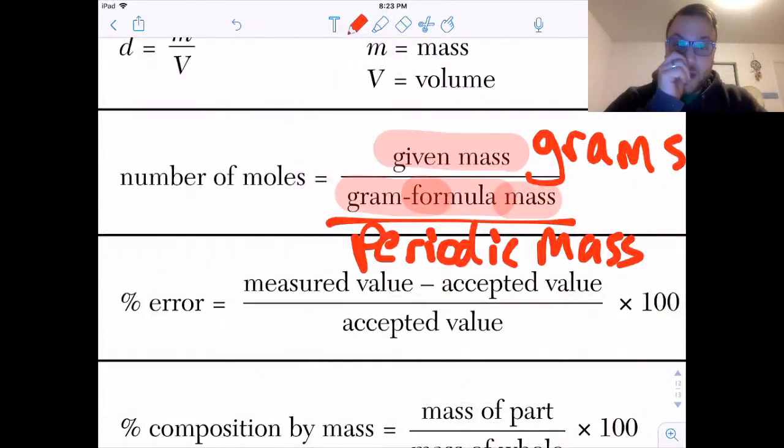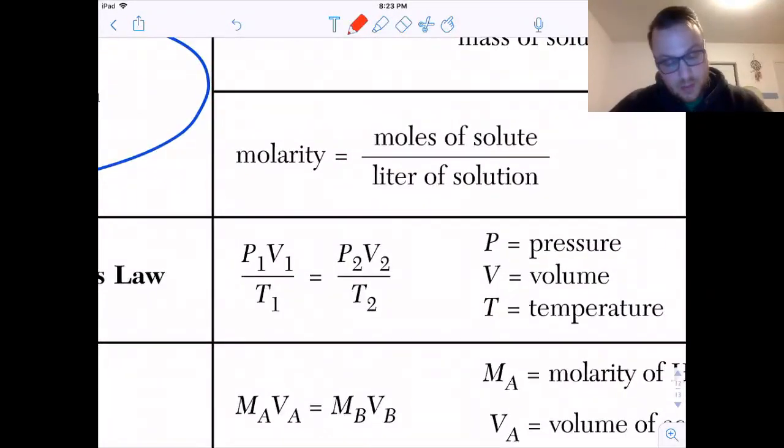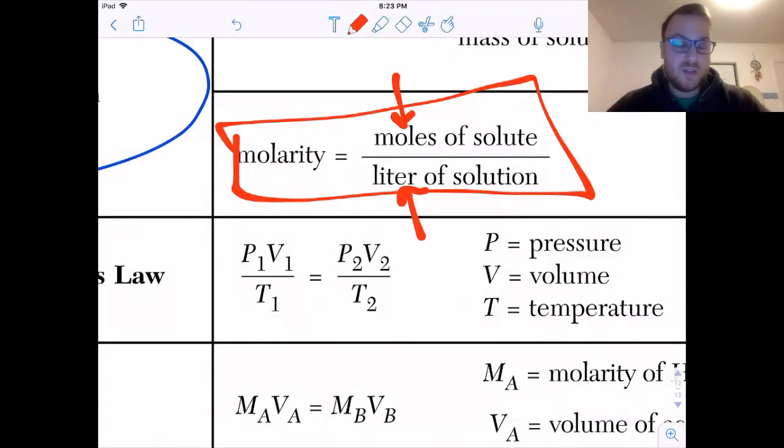The other one that has moles in it is molarity. But typically when you're dealing with a molarity problem, you'll notice, wait, mass isn't in this question. So if you're not sure which moles formula to use, does it have mass or does it have volume? Because volume is liters, which is the molarity equation. Mass is grams, which is the moles equation.